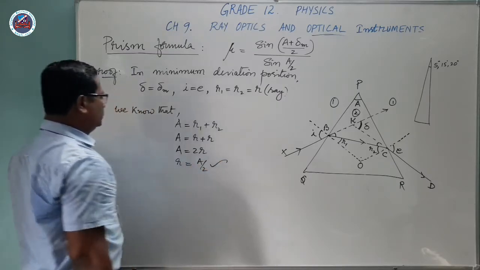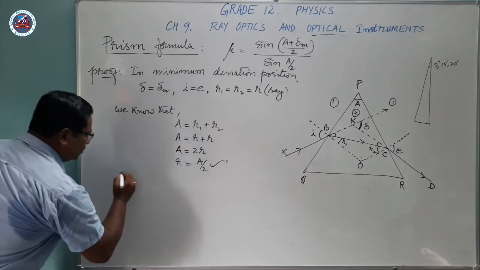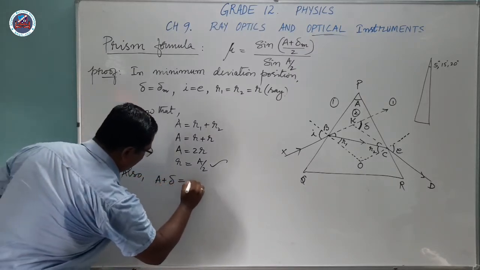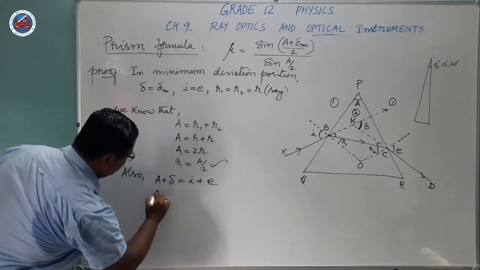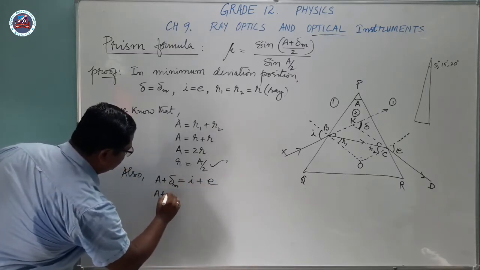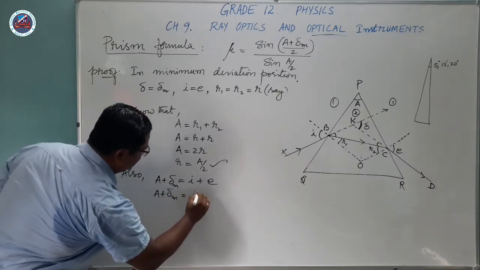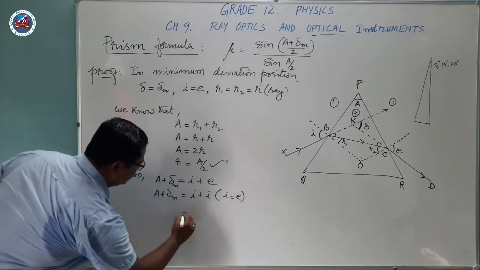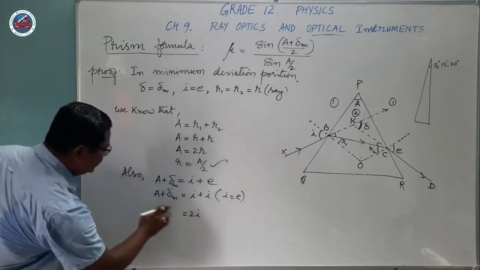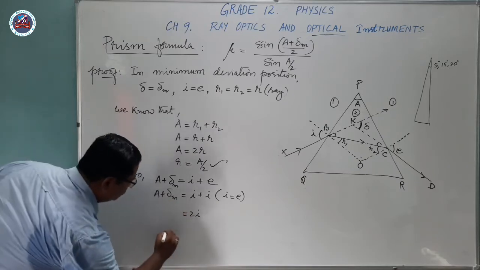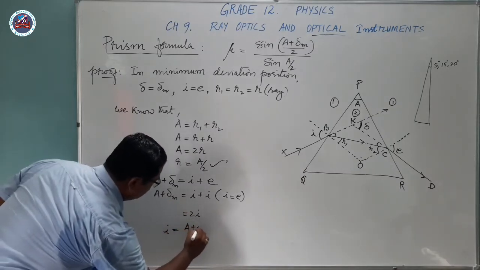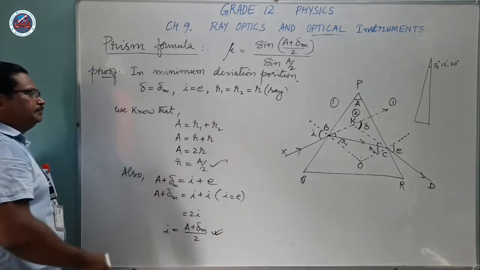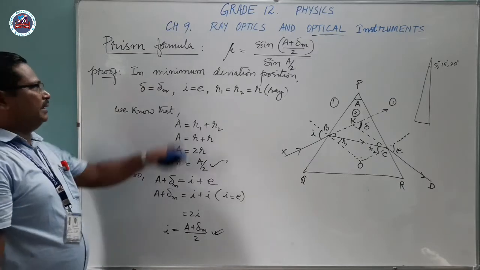Find out R first. Also we know that A plus delta is equal to I plus E. So A plus delta, now delta is minimum deviation, so we write delta m, equals I plus I, because I is equal to E here. So it will give you 2I. So I is equal to A plus delta m divided by 2. After finding out I and R, you will use Snell's law and get this relation.